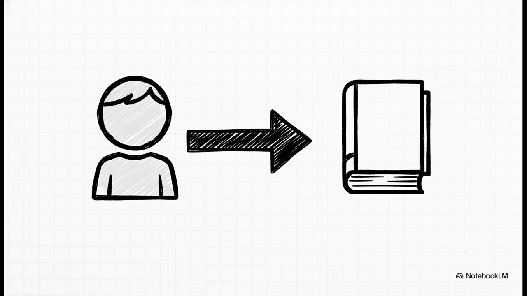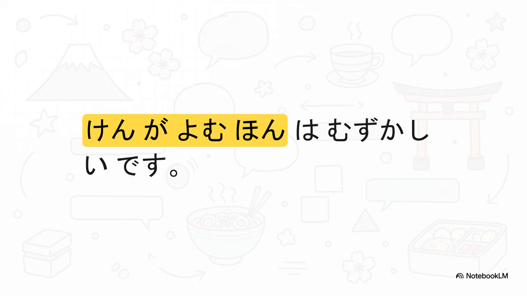What was bought? The book. The book is the object of my action, right? It's on the receiving end. And here's what that looks like in a complete thought. The sentence is Ken ga yomu hon wa muzukashii desu.